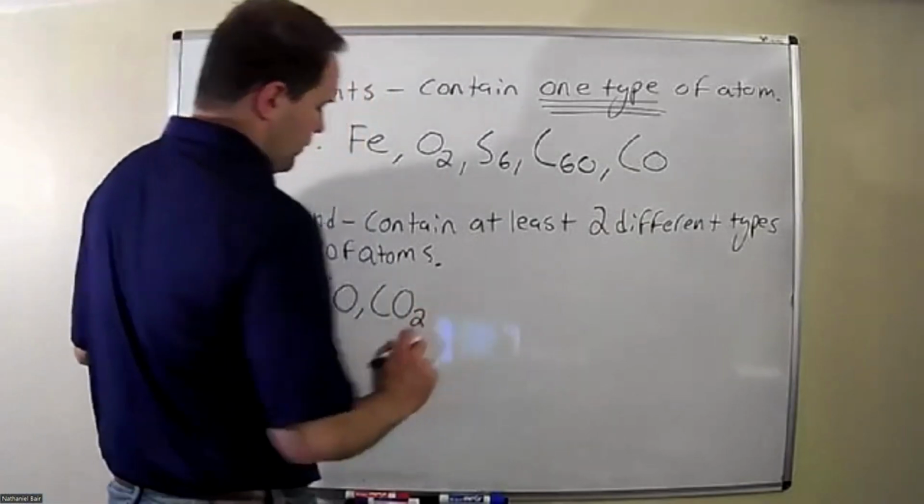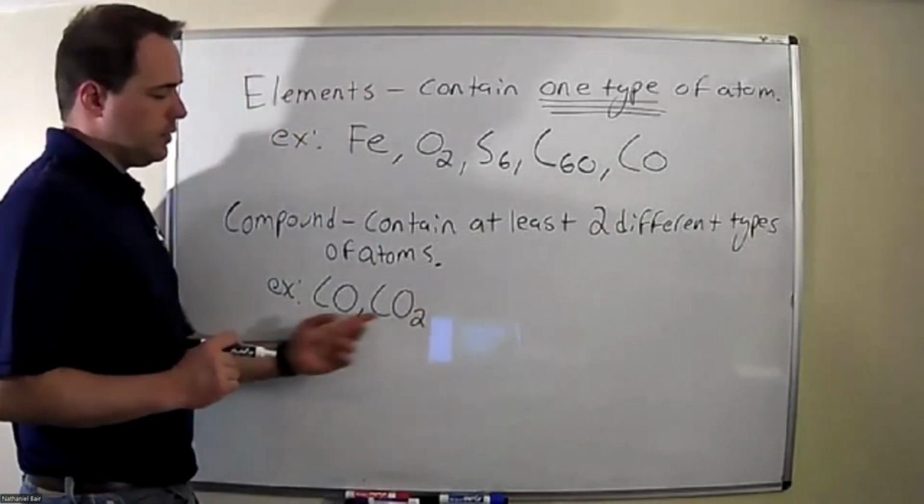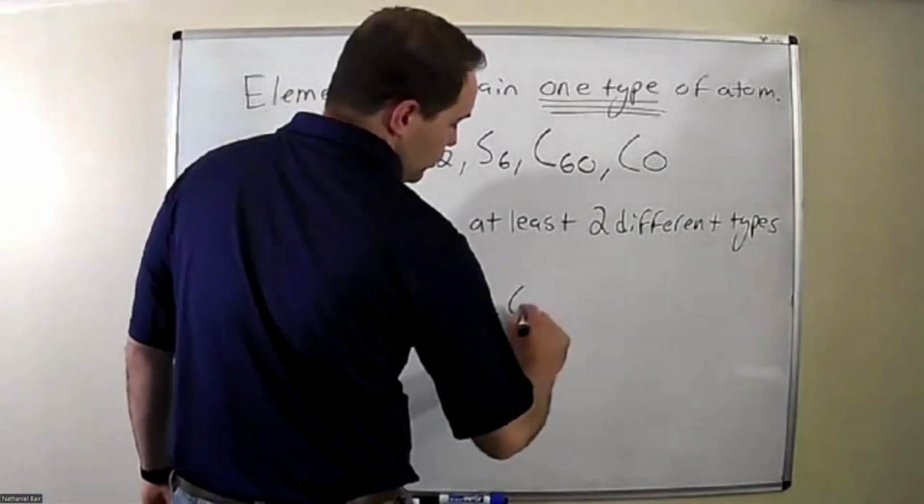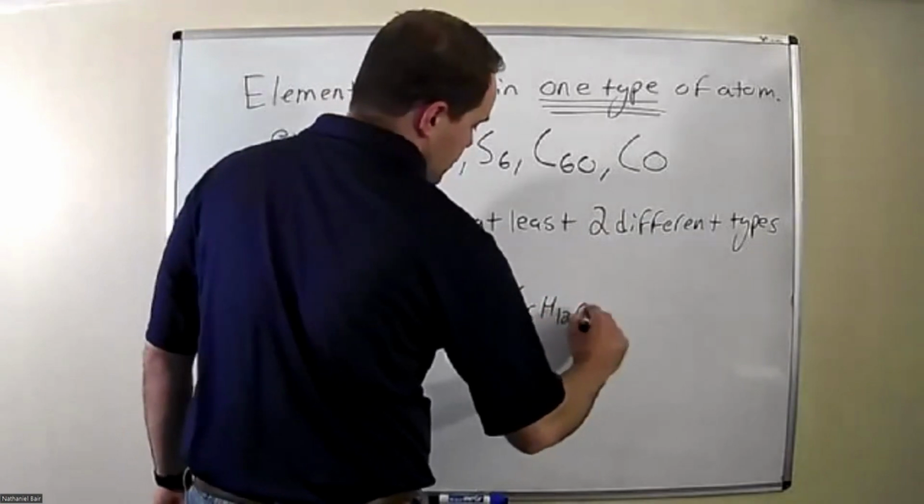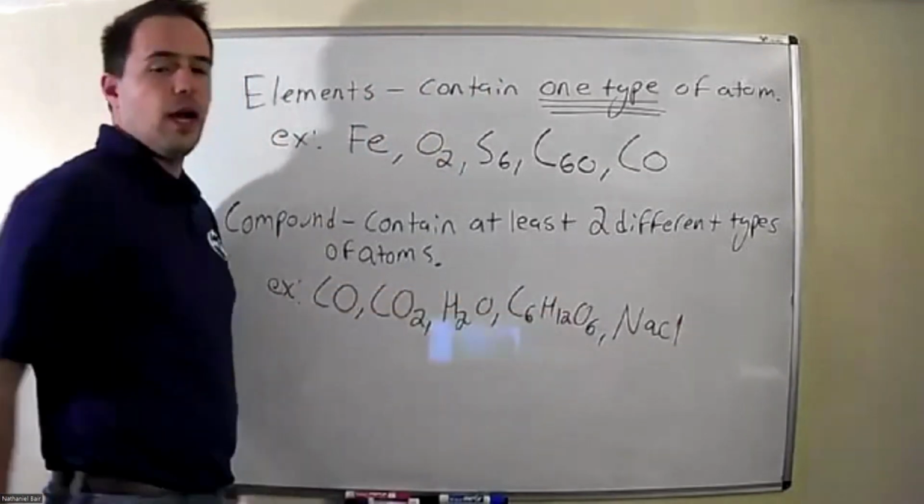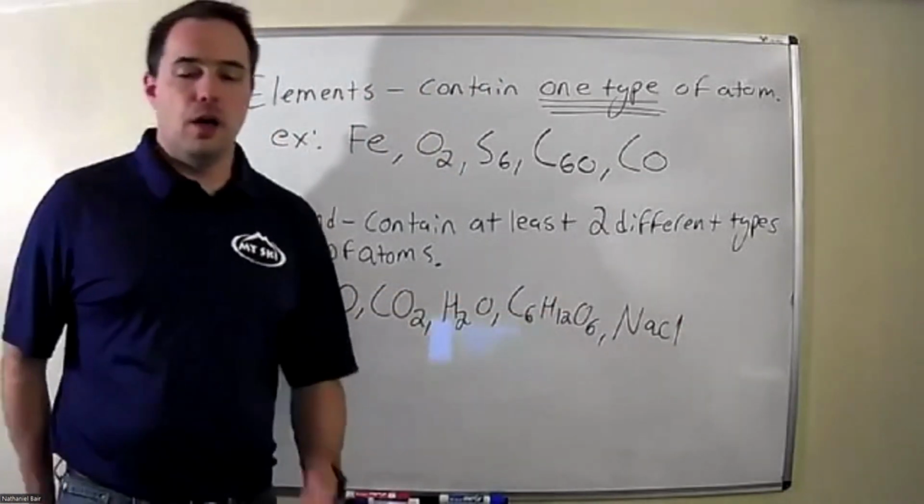CO2, there's another one, right? So that's a carbon, and again, it's 2 different types of atoms. Water is a compound, H2O. Glucose, C6H12O6. Table salt, sodium chloride. Those are all compounds, 2 different kinds of atoms.